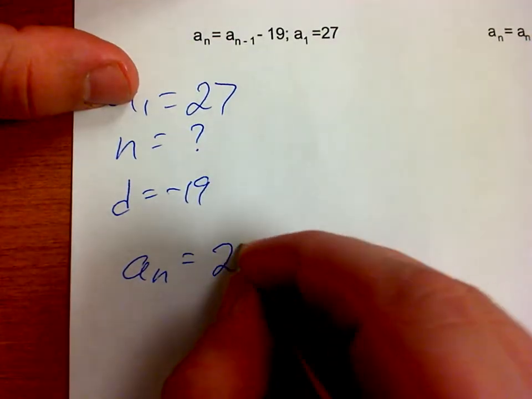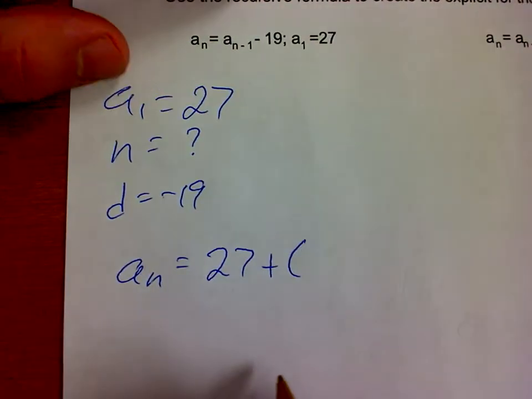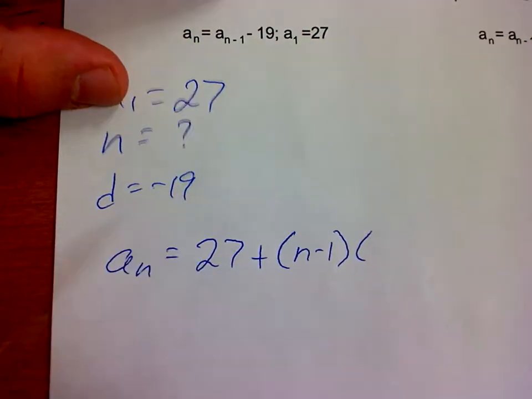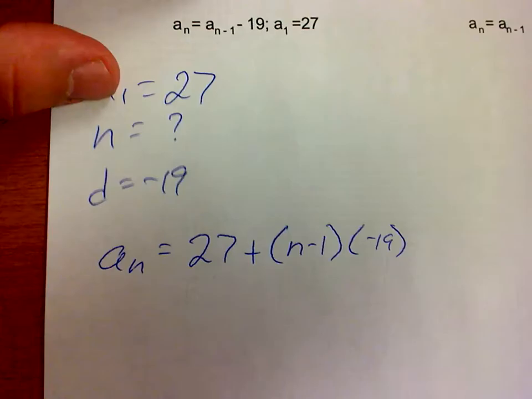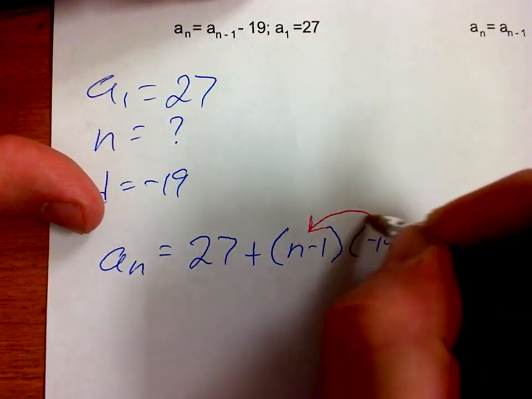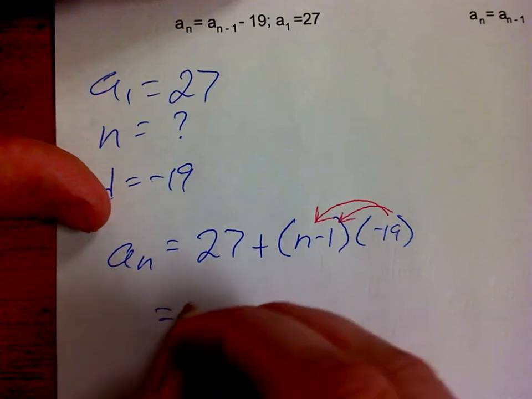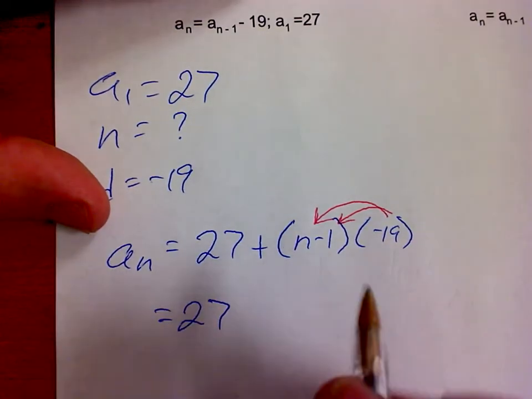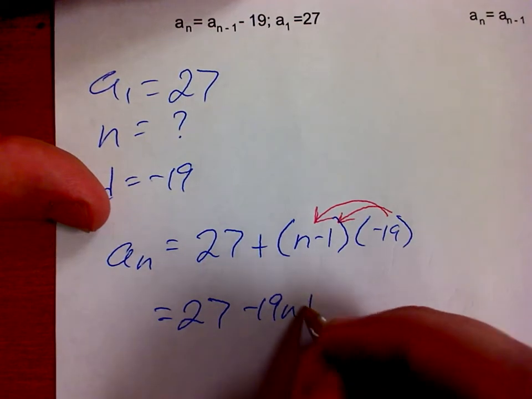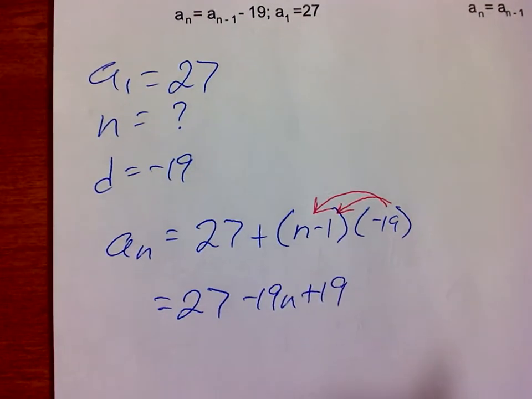a sub n is equal to a sub 1, 27, plus in parentheses n minus 1, we still don't know what n is, so we'll leave it as n minus 1, times the common difference, negative 19. Okay? As we did before, we're going to distribute the negative 19 throughout the entire set of parentheses. 27, negative 19 times n, negative 19n. Negative 1 times negative 19, positive 19.